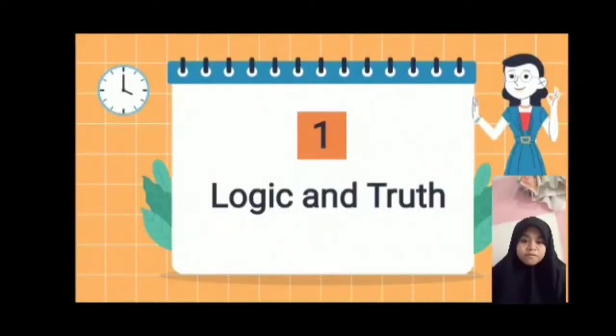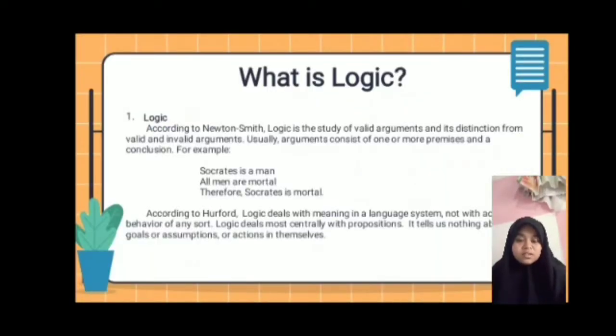Logic and truth. The first one is logic. According to Newton Smith, logic is the study of valid arguments and its distinction from valid and invalid arguments. Usually, arguments consist of one or more premises and a conclusion. For example, Socrates is a man, all men are mortal. Therefore, Socrates is mortal.